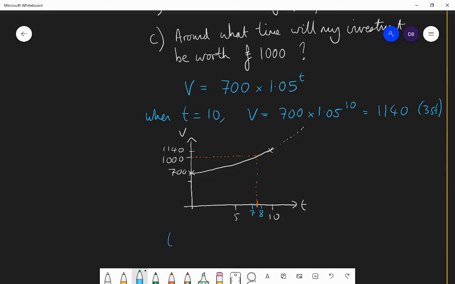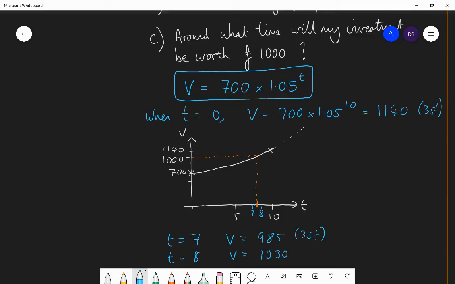So if I try t is 7, after 7 years, if I plug t is 7 into this formula for my value, I get the value is about £985 to 3 significant figures. If I plug t as 8, so after 8 years, the value of my investment is about £1,030 to 3 significant figures. So I know it's between 7 and 8 years. If I only get the interest at the end of the year, then it would go over £1,000 at the end of the 8th year, and not until then.